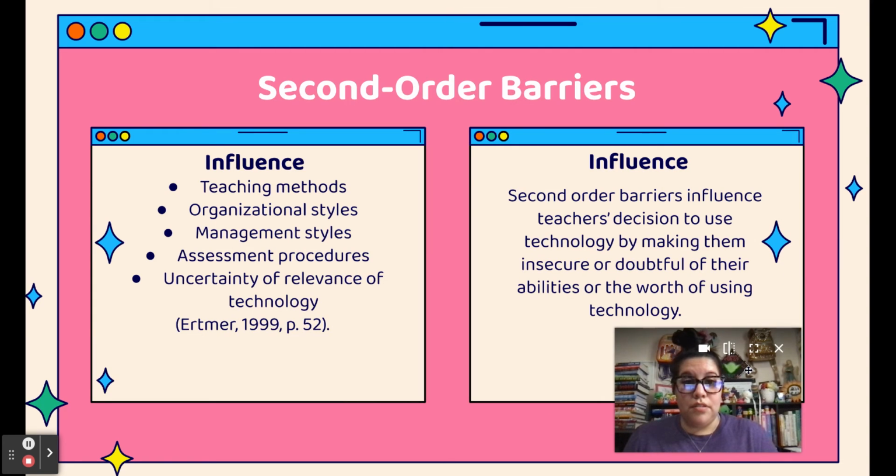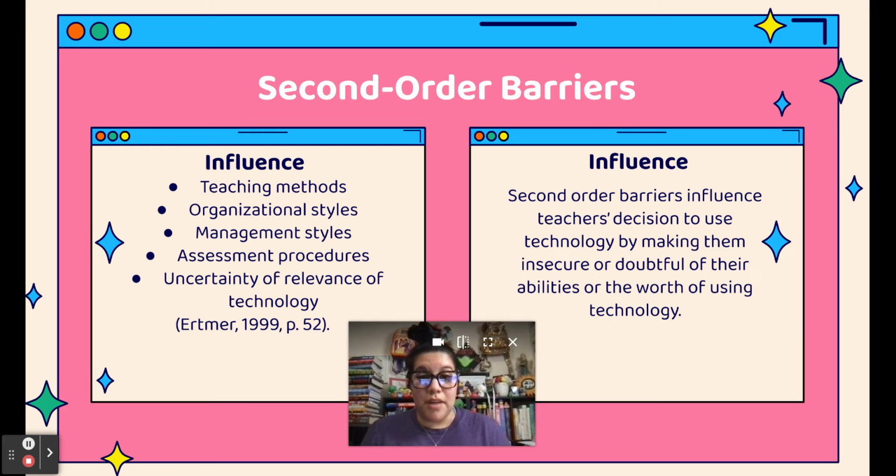So, second order barriers influence teachers' teaching methods, their organizational styles, their management styles, their assessment procedures, and they also influence their uncertainty of relevance in technology. So, teachers might be thinking, why is this even relevant? Why should I try this program? Why should I try using this new software in my classroom? So it influences every part of teaching that they are using in their classroom.